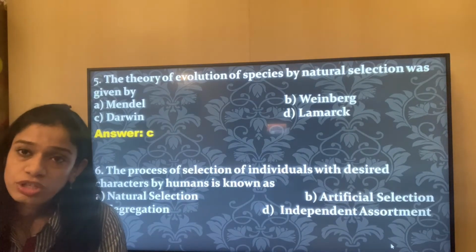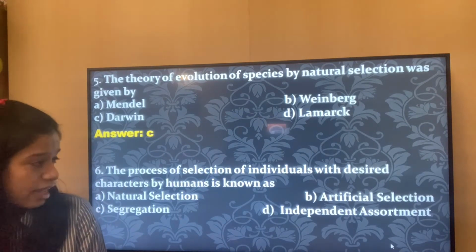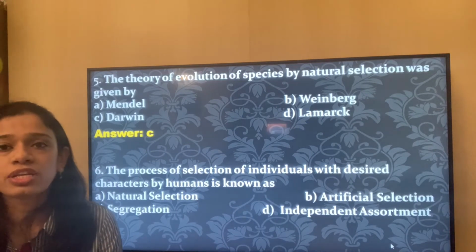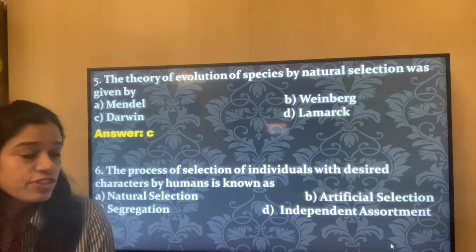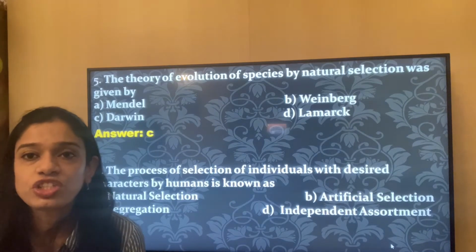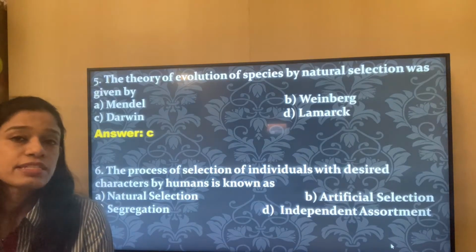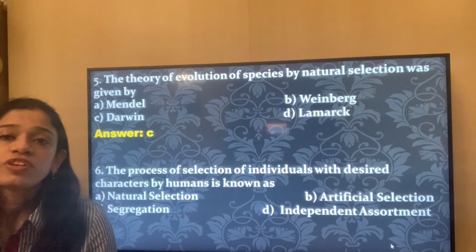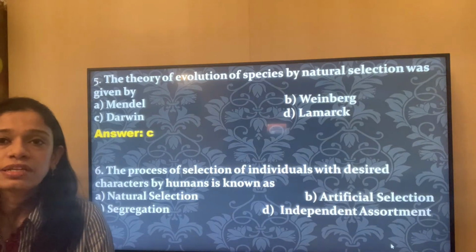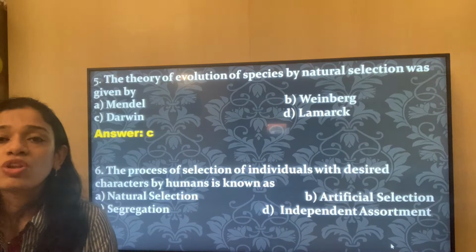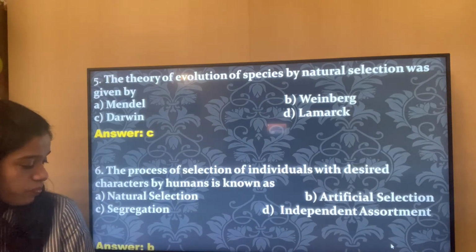The process of selection of individuals with desired characters by humans is known as? It is the selection of individuals with desired characters, done by humans. Natural selection? No, because natural selection is not done by humans; it is done by nature. Artificial selection? Yes, because this is man-made selection, done based on the phenotypic observation of the individual. Segregation? No. Independent assortment? No, because these are the laws of inheritance. So it is artificial selection, option B.